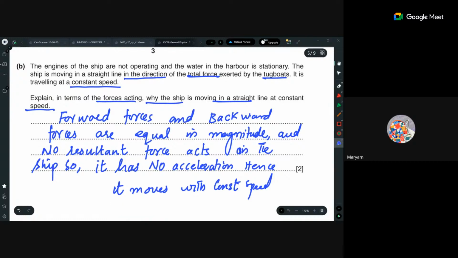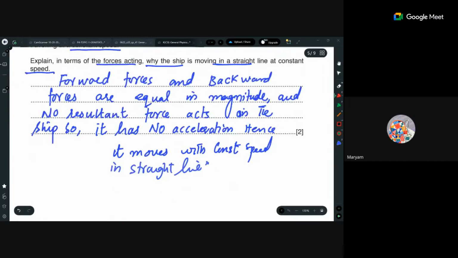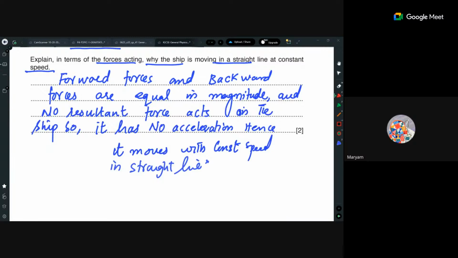Sir, I wrote that the force acting on the ship, like the forward, it... okay, but like... okay, I wrote the force acting on the ship increases initially, but then the opposite force opposes it, which keeps both of the forces balanced, helping the ship to move at a constant speed.